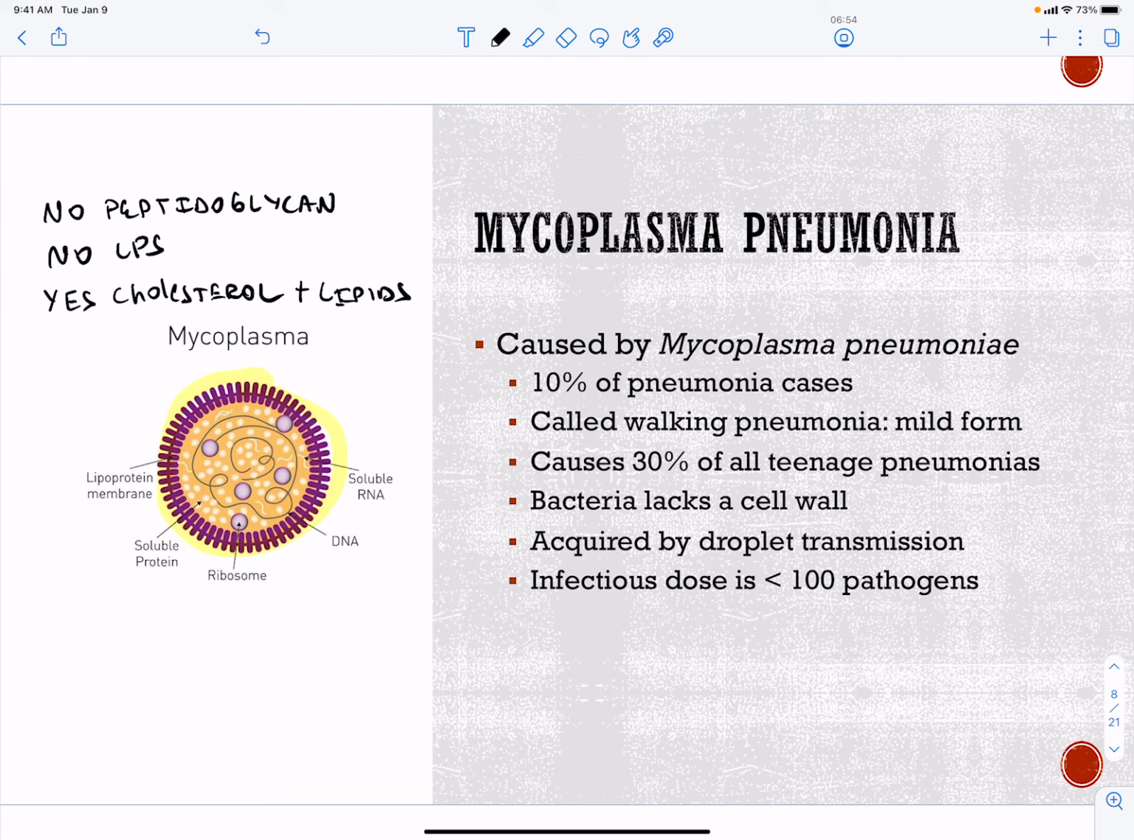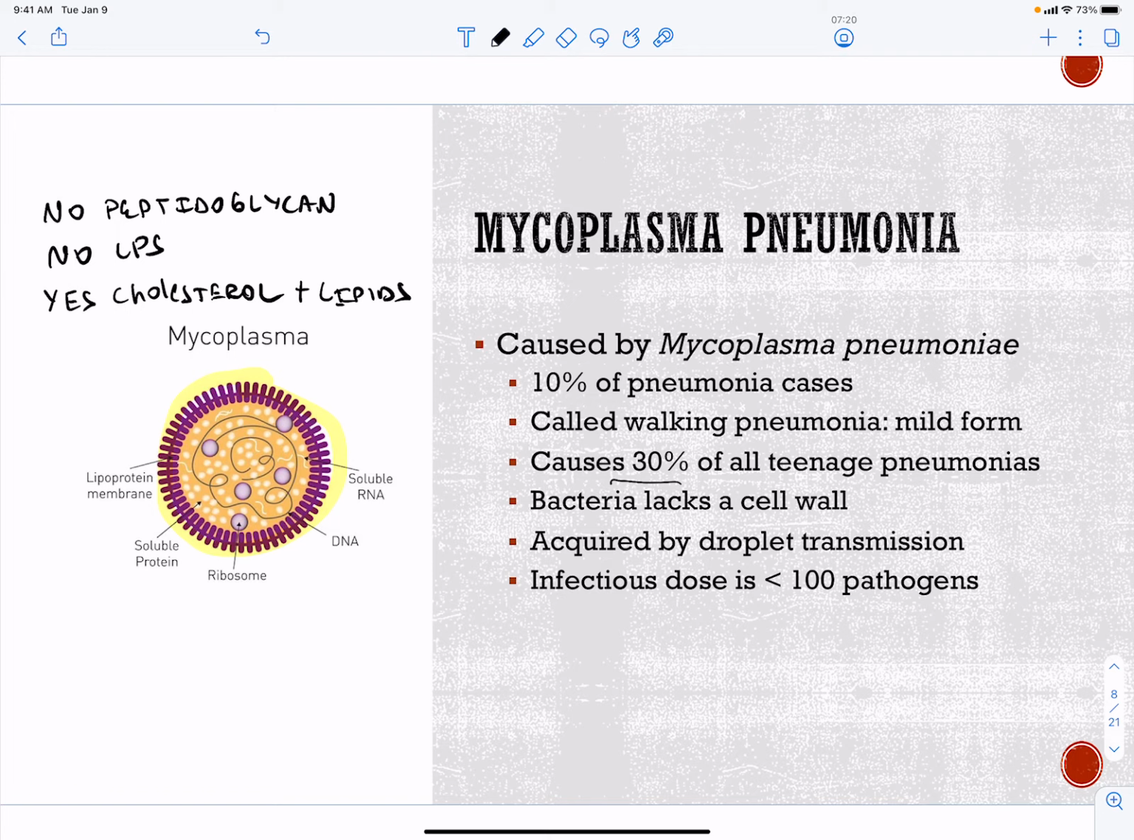And Mycoplasma causes what we really refer to as walking pneumonia. It's going to be about 10% of all pneumonia cases. It's going to be higher in teenagers. And again, the bacteria lack a cell wall, so you can't use your typical arsenal of antibiotics. Penicillin doesn't work on this. Vancomycin does not work on Mycoplasma. And so you have to go with a different one.